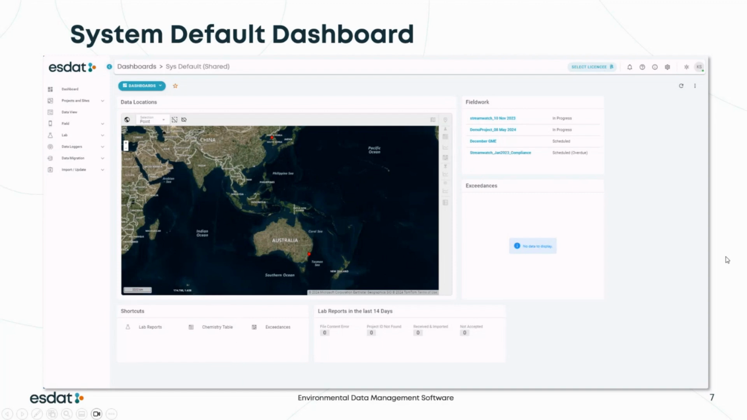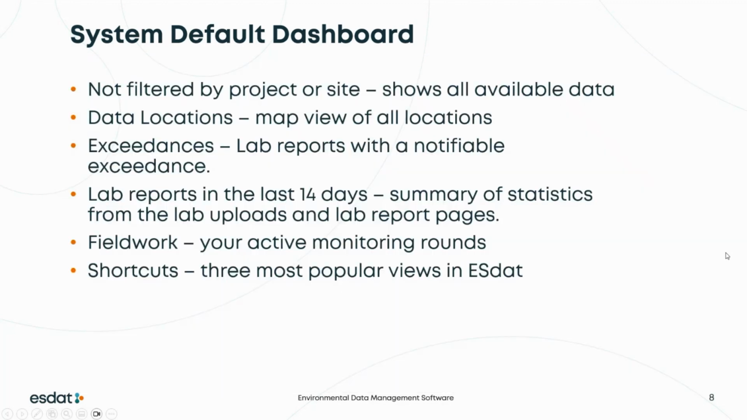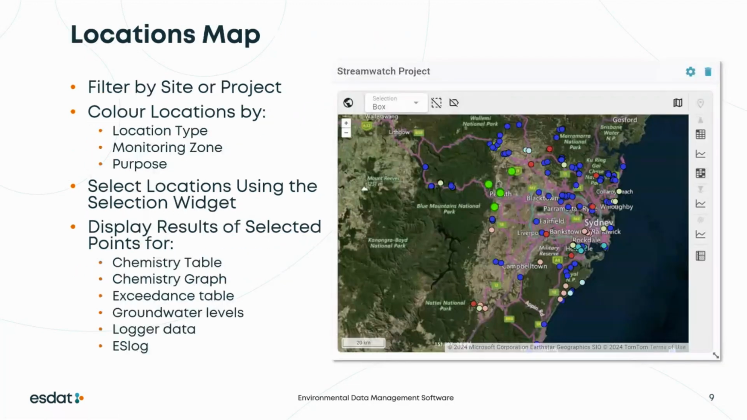But this is the default dashboard that everybody sees. So again, as I mentioned, not filtered by project or site. The data locations is a map view of all of your locations. The exceedances are lab reports with notifiable exceedances. And those lab reports are just for the last 14 days. So just in the last 2 weeks. So in your locations map, in the default one, you actually can't configure this. It just comes with all of the dots or your location codes being red.